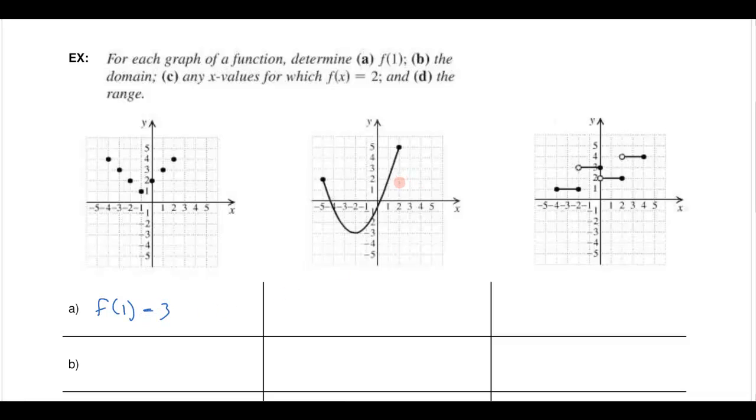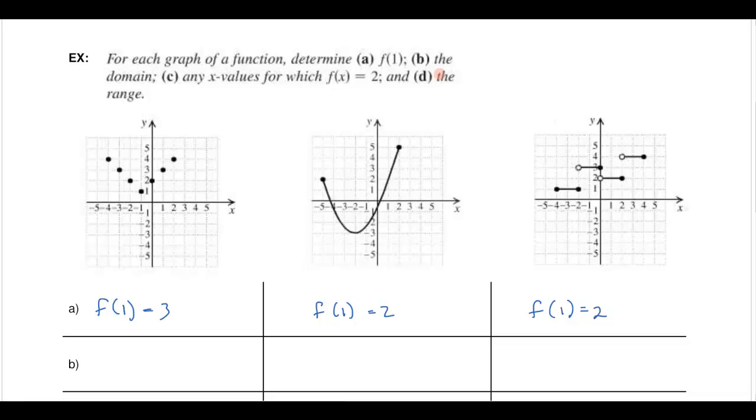If I move over to this one, again the same thing. f of 1 means I want my x value to be 1 and I want to find the corresponding y value. So that would be 2 for this one. So f of 1 is equal to 2. And over here, f of 1 would equal 2.